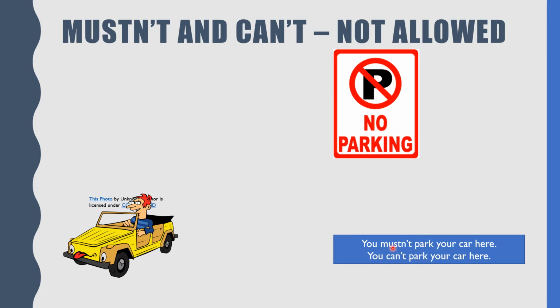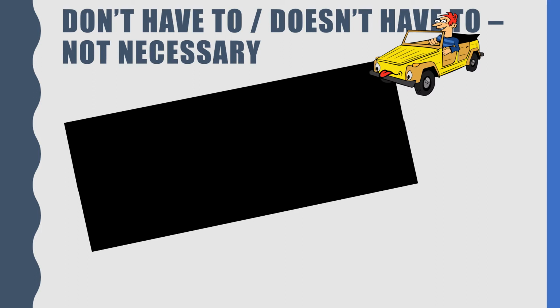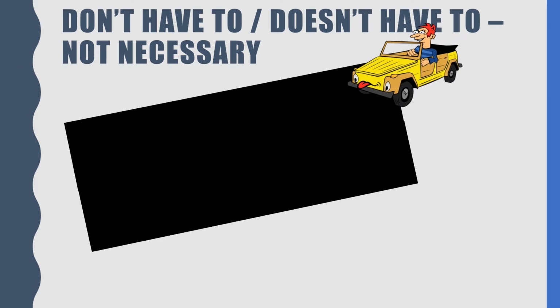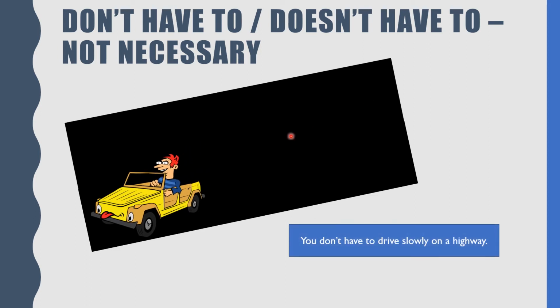The next modal verb is don't have to or doesn't have to. Similarly, don't have to and doesn't have to are also used to talk about things which are not necessary. Look at the driver. How is he driving on the highway? Any idea? Oh, how was his driving?